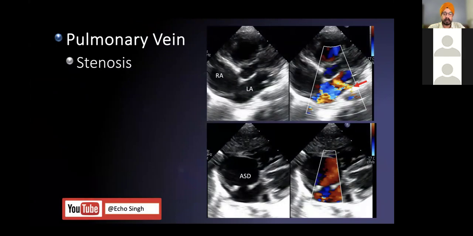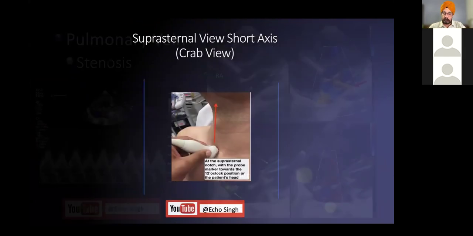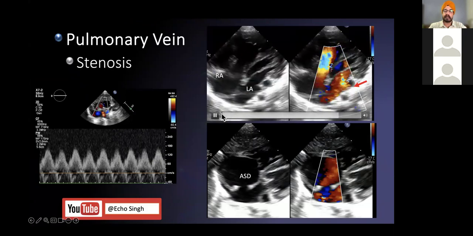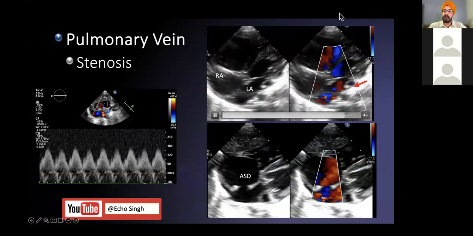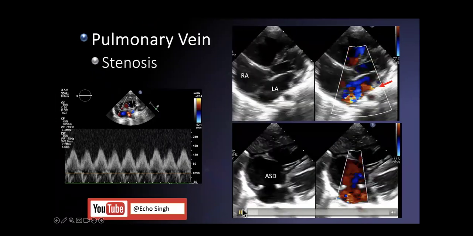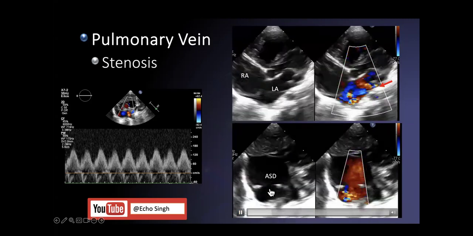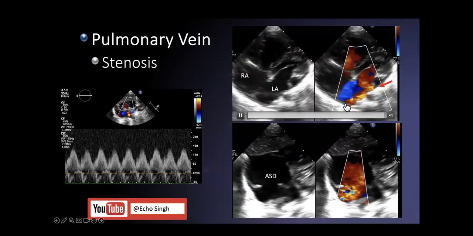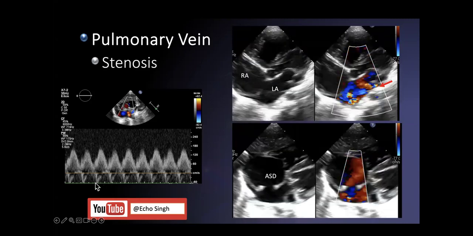All right. So now you see the pulmonary veins. In this patient, you see there is a flow acceleration in the pulmonary vein origin. You see the aliasing here, and you see there is a large atrial septal defect. But apart from that, there is aliasing in the pulmonary vein, and that was the pulmonary venous origin obstruction.